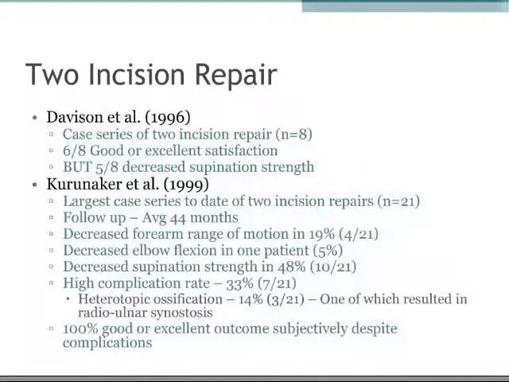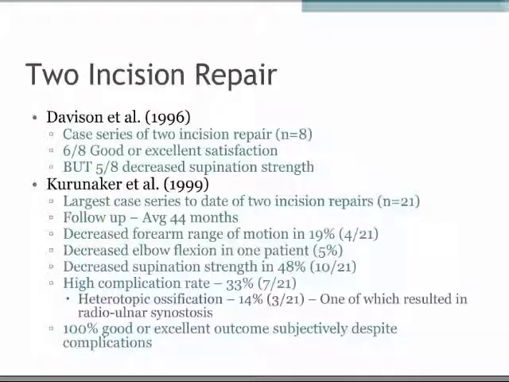In 1999, Kurunaka found slightly worse results in their case series. They found a decreased range of movement in about 10% and decreased supination strength in almost half, 33%, most of which was HO. However, despite all the complications described, they described a good or excellent outcome.